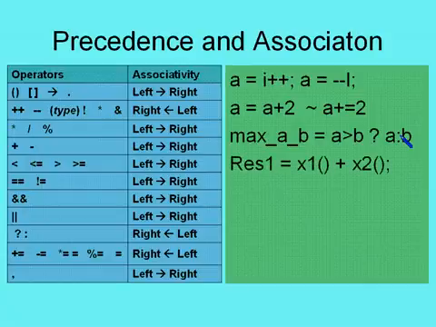Okay, afterwards I'm going to talk about some things that you need to keep in mind. For example, let's say you have this kind of an expression: result res1 equal to x1 is a function call plus x2 is a function call. Now the C programming language does not guarantee whether x1 will get executed first or x2 will get executed first. It is compiler dependent. What C guarantees is that both will get executed and then the result will get added and assigned to res1.